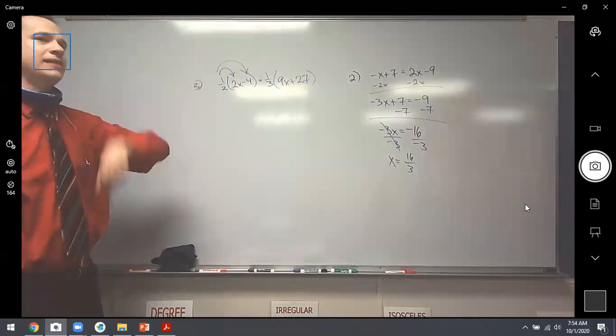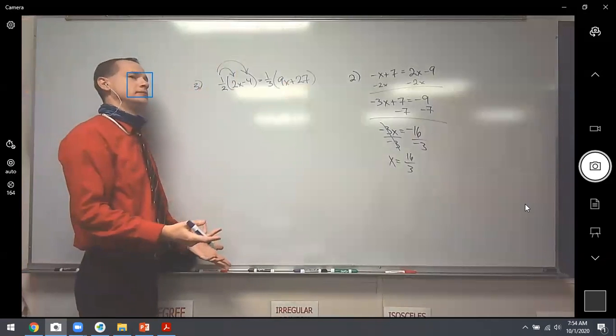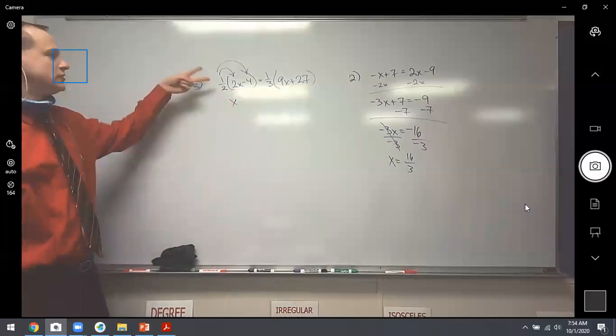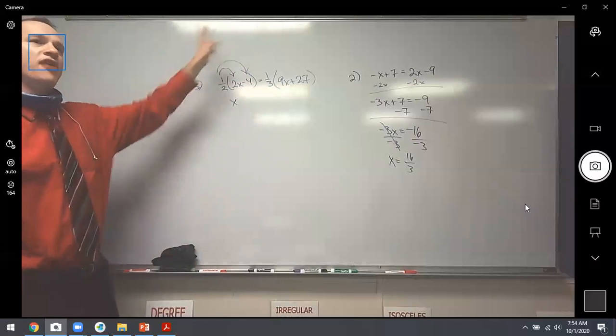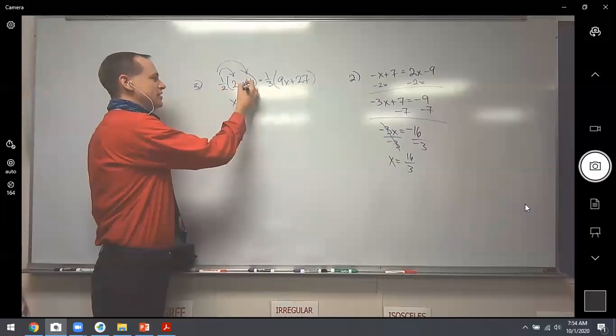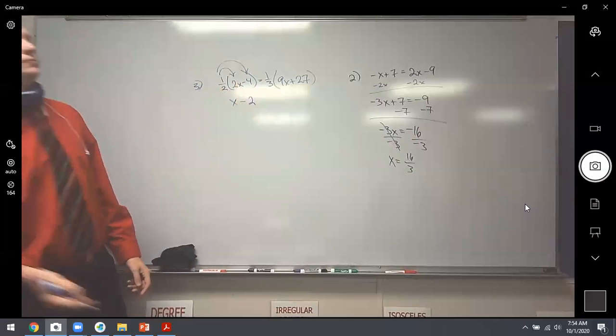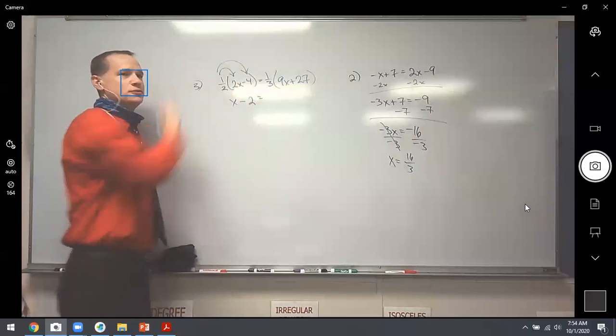A half times 2x. Well, half of 2 is 1, right? So I just got 1x. So that's just going to be an x. A half times 4. Half of 4 is 2. Now, the sign was a minus, so I still have a minus. And then you got your 2. Equal sign. And same thing on the right.